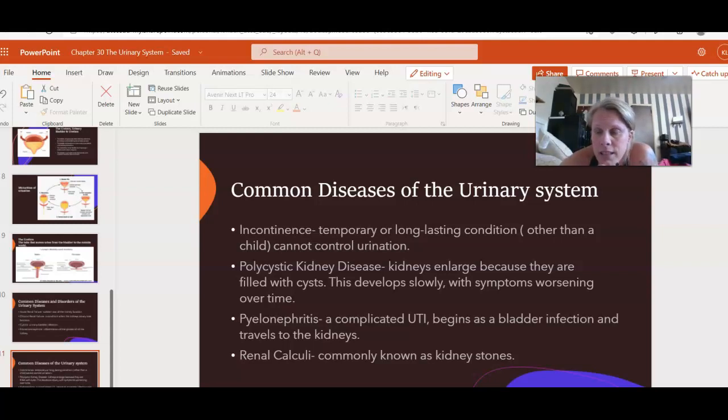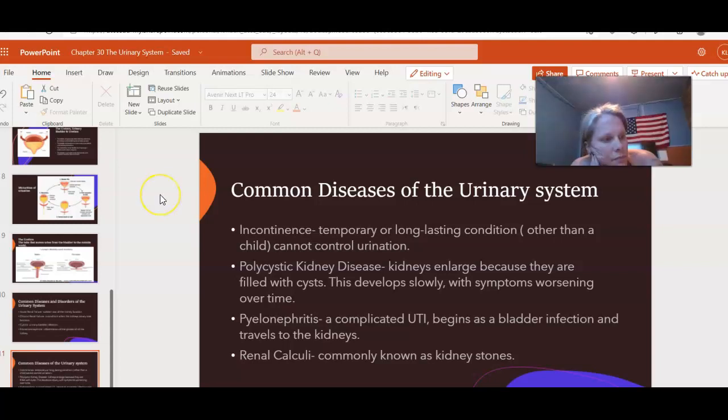Polycystic kidney disease, that's when the kidneys enlarge because they are filled with cysts. This disease usually develops relatively slowly with the symptoms worsening over time. The causes can be hereditary or not.